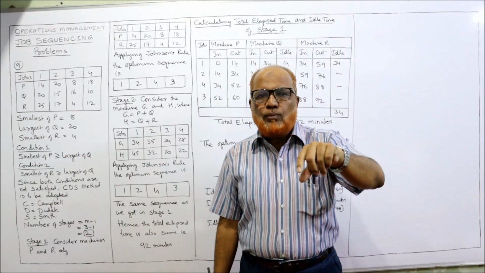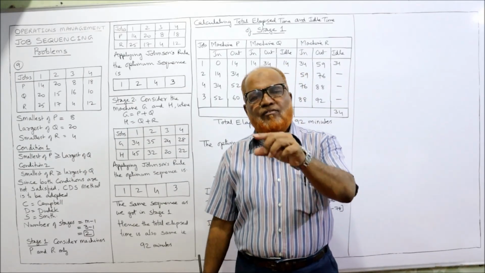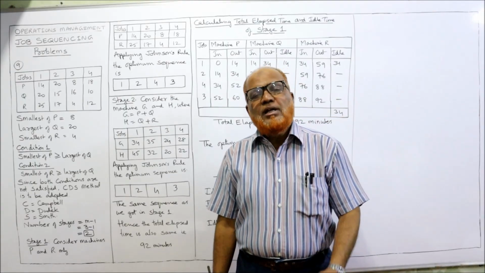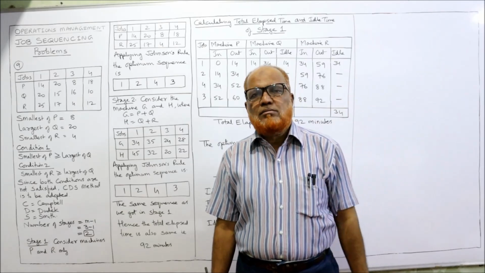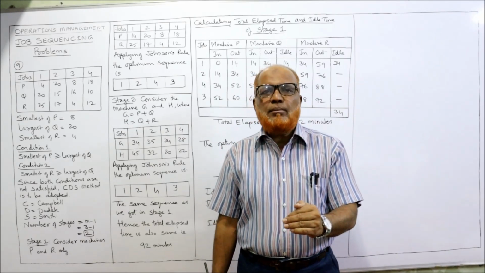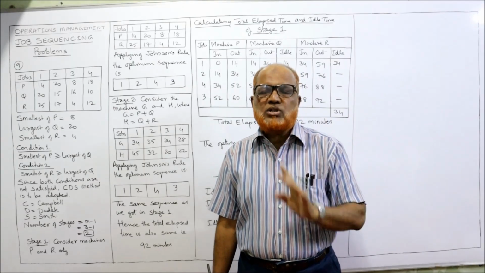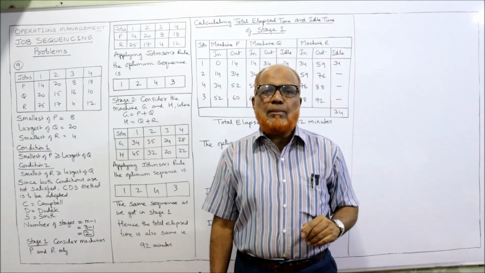Combine the last two and make it one machine. Again find out the optimum sequence. Find out the total elapsed time. Third stage, combine the first three machines and make it one machine. Combine the last three machines and make it one machine. Find out the optimum sequence. Find out the total elapsed time.